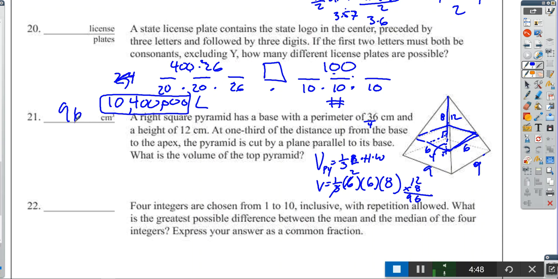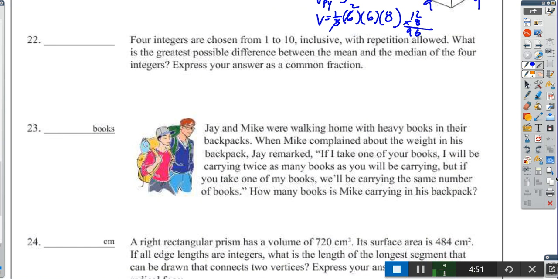For number 22, 4 integers are chosen from 1 to 10 inclusively, with repetition allowed. What is the greatest possible difference between the mean and the median for the 4 integers? Well, the largest possible median that I can have is if I go 10, 10, 10, and 1, and the lowest mean. Or I could flip that. I could do 1, 1, 1, 10, and have the lowest possible median, and try to get the largest mean from that. It doesn't matter which way I do it, I'll get the same answer.